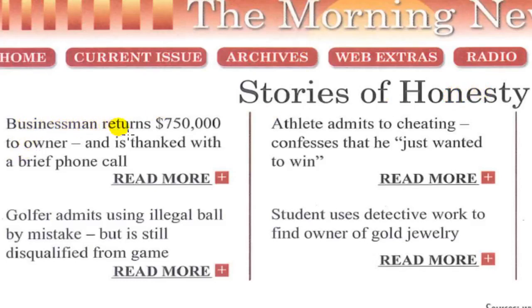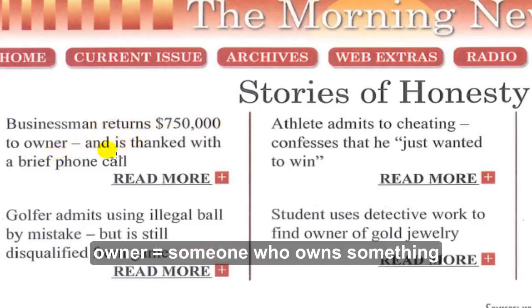Businessman returns $750,000 to owner and is thanked with a brief phone call. So this is the first story. It's about a man who found $750,000. The man was very honest. So he went to the businessman and returned the money. What did the businessman do? He just thanked him with a brief phone call. He told him, thank you.